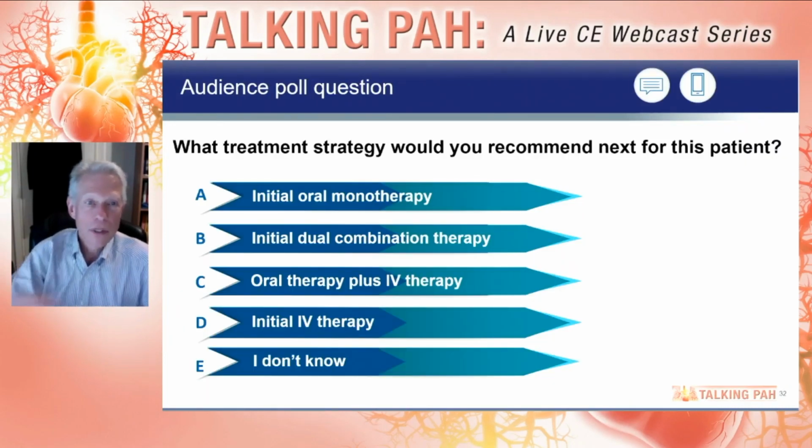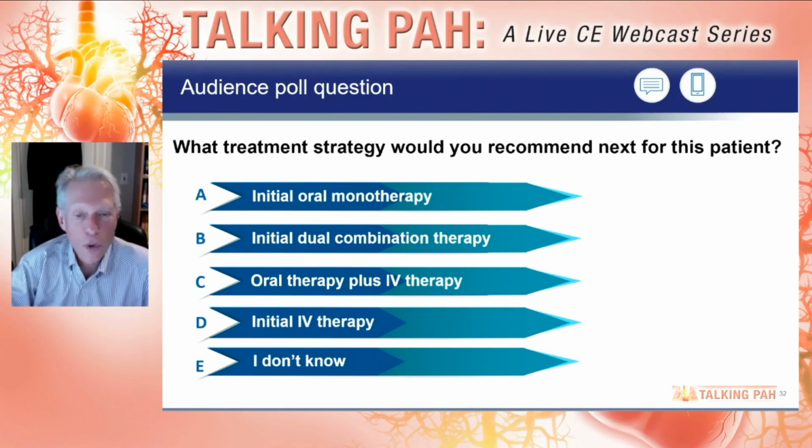So that brings us now to another audience poll question. What treatment strategy would you recommend next for this patient? A, initial oral monotherapy. B, initial dual combination therapy. C, oral therapy plus intravenous therapy. D, initial intravenous therapy. E, I don't know.